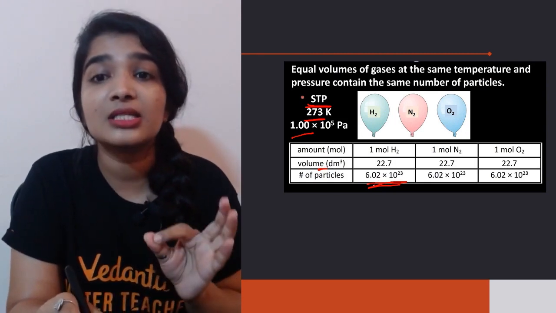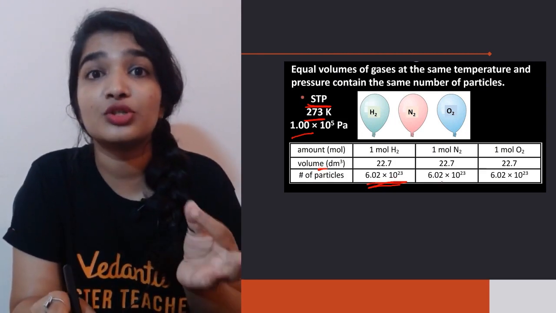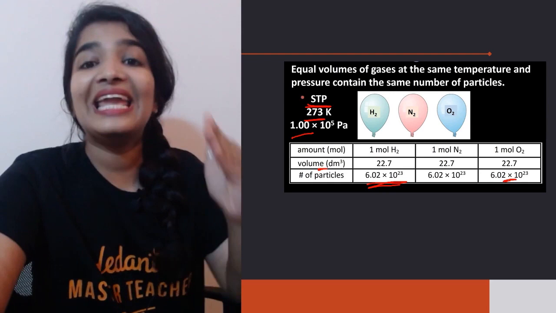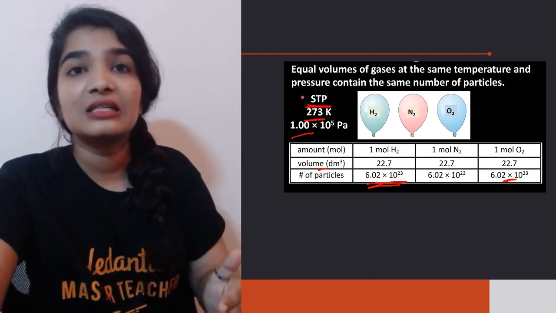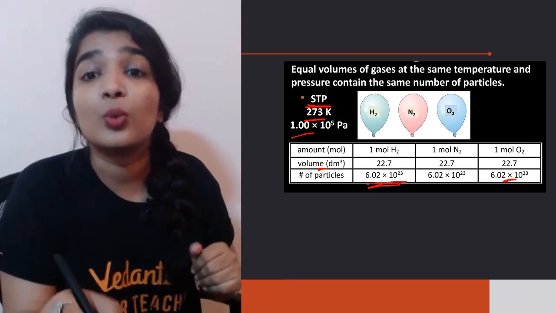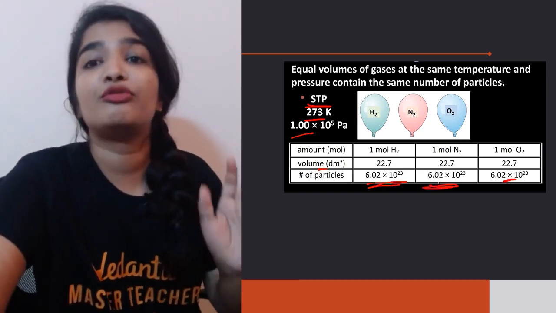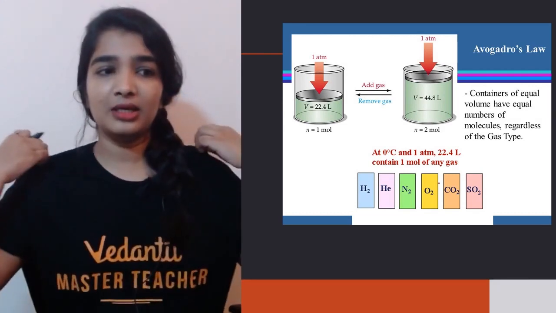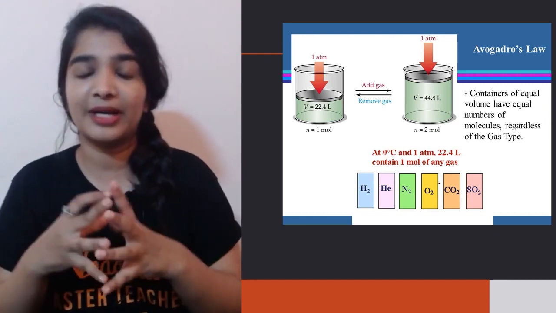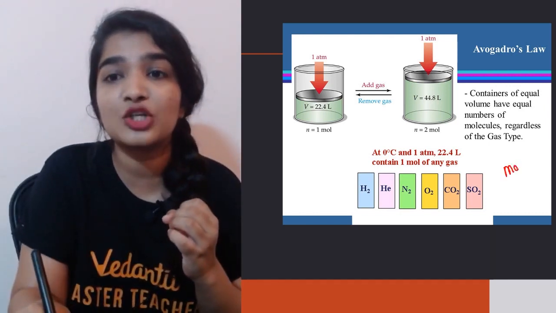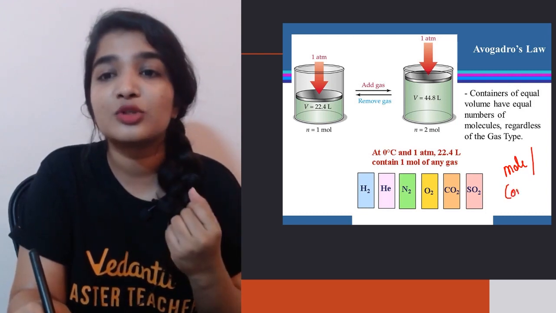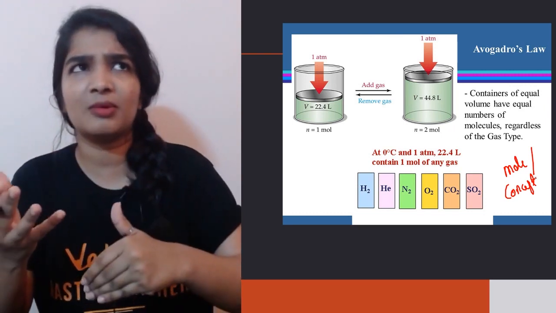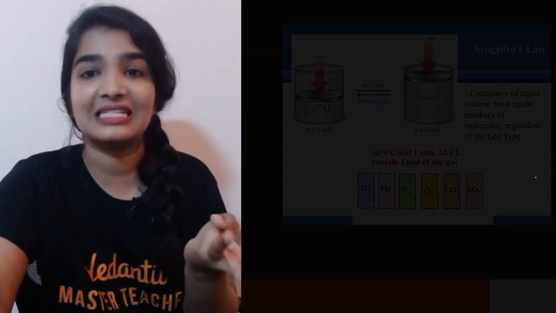So number of particles, see, 6.02 into 10 raised to 23 for each. That's what he stated, right? Equal volume of gases at the same temperature and pressure will contain same number of particles. Okay, so I know this law will be a little difficult when compared to other laws, but once you are very sure of the mole concept, I'm sure this will be very easy too. So don't worry, the next session is going to be about the mole concept. There I'll explain in detail.